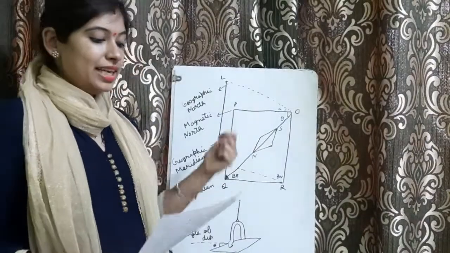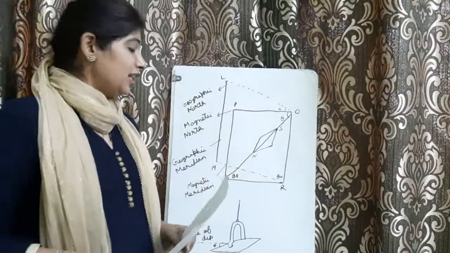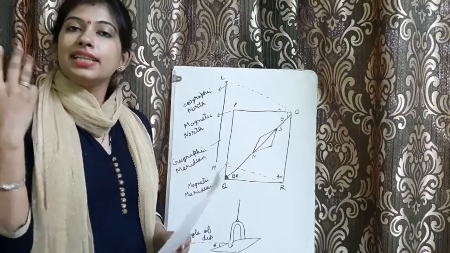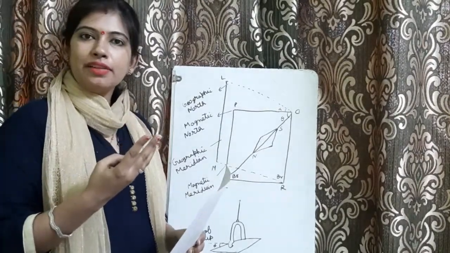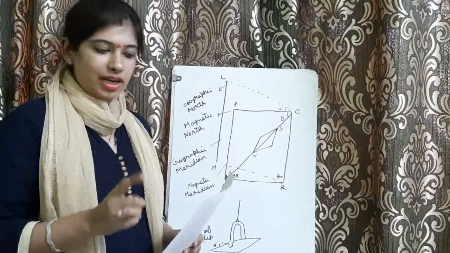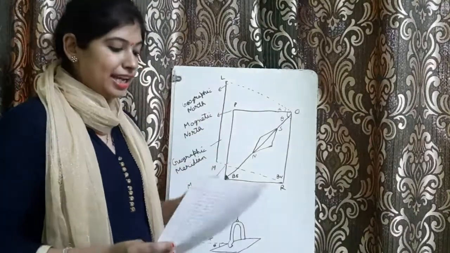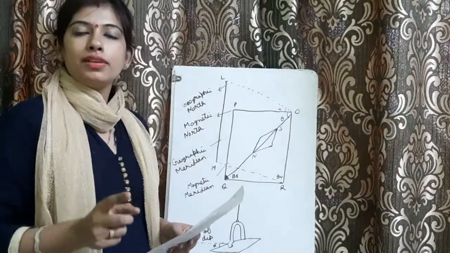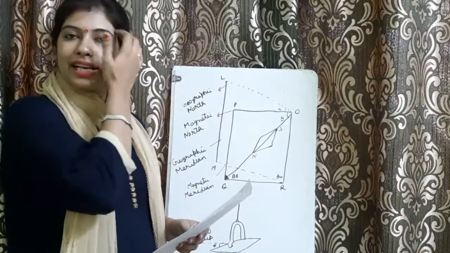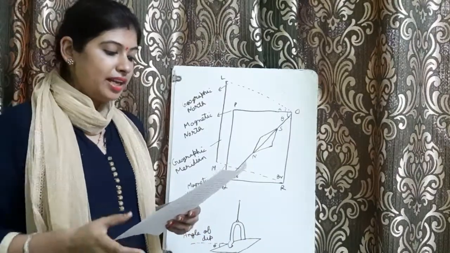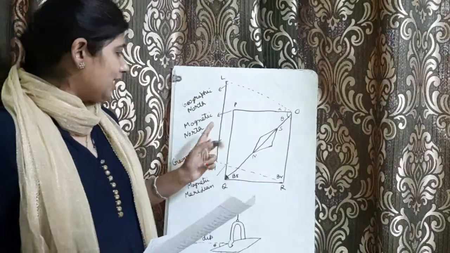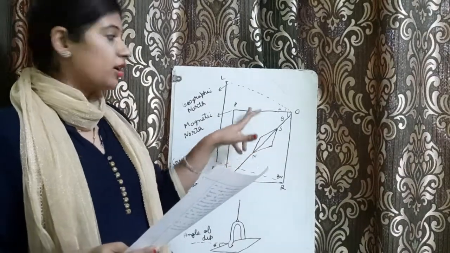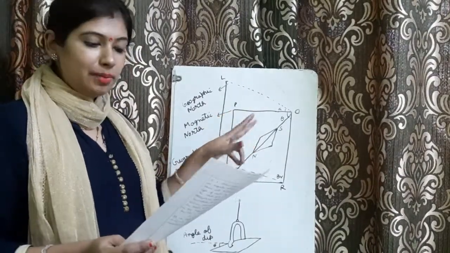Now we will study the elements of the Earth's magnetic field. There are three elements of Earth's magnetic field. The first element of Earth's magnetic field is known as the angle of declination. To define the angle of declination, first of all we will define the magnetic meridian, that is shown here, and the geographic meridian. What is the magnetic meridian?